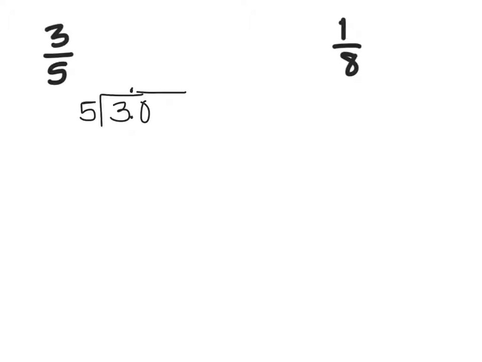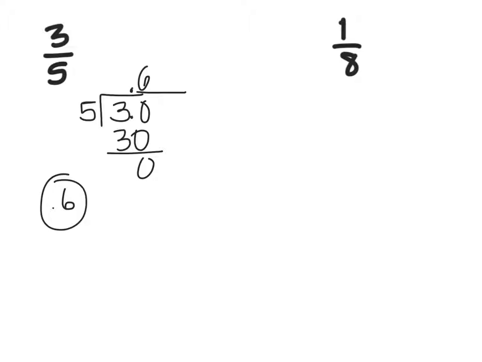So how many times does 5 go into 30? What's the closest I can get? Well, 5 times 6 is 30. So 5 times 6 is 30. 0, which means I'm done. I can't go any further. So 3/5 is 0.6 as a decimal.